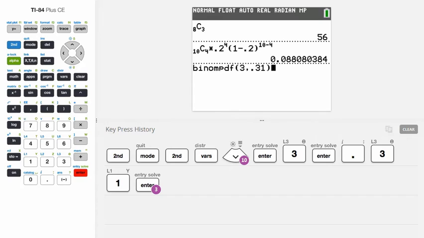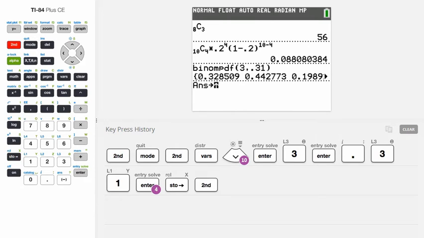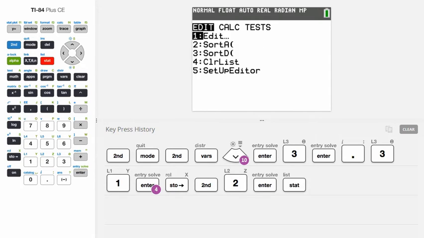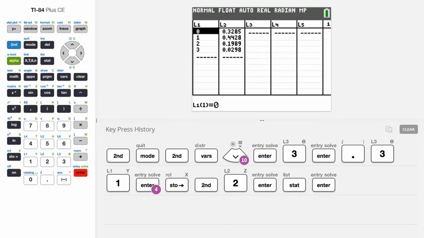If you don't have the stat wizard, then you'll type in 3, 0.31, close parentheses. Enter again, and we'll get a row of numbers. It would be really helpful if these numbers were in a table format, like what we need for our example. So I want to store this, STO with the arrow, in L2, second, 2, enter. Now if I go to Stat, Edit, I have the list that I need.